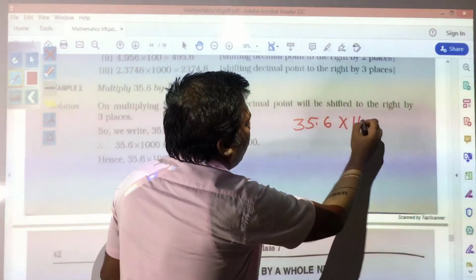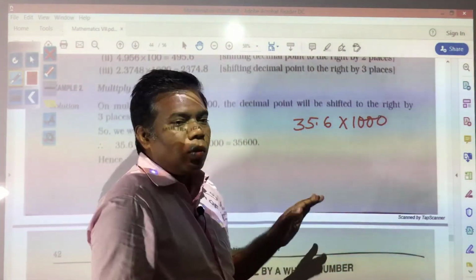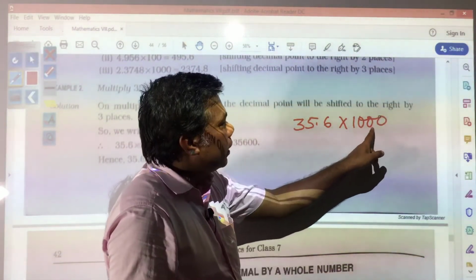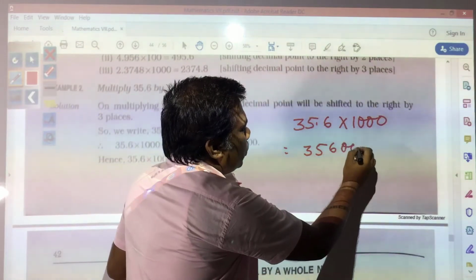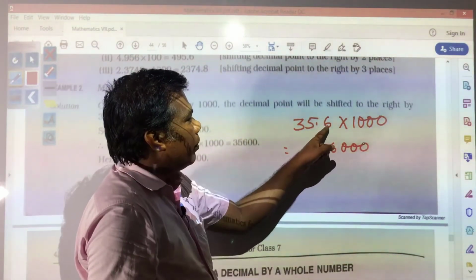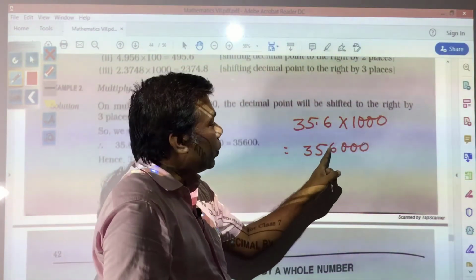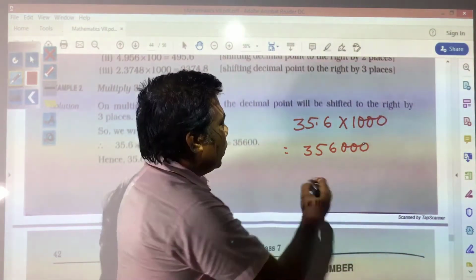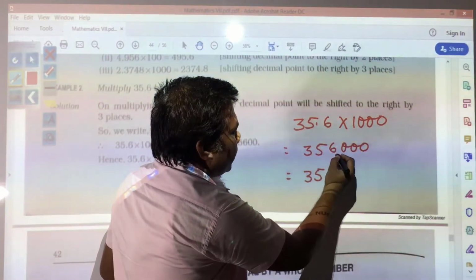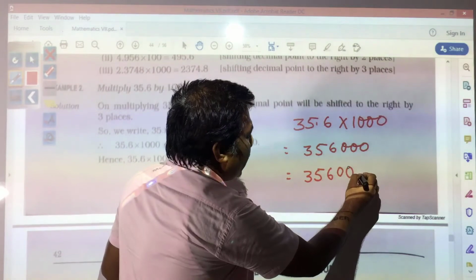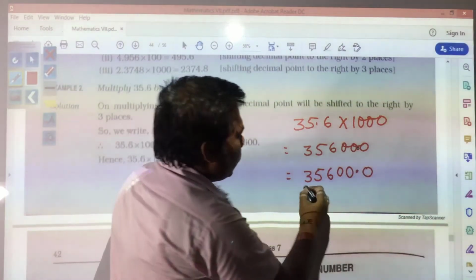How it will become, you see: 35.6 into 1000. Forget the decimal. If the decimal were not there, you would multiply 3, 5, 6 and add 0, 0 and 0. Now, the decimal was before 6 and you are multiplying with 1000. So, 3 places it will move to the right side. So, it should be 3, 5, 6, 0, 0, 0, and then you put the decimal in this place. So, this will be your answer.